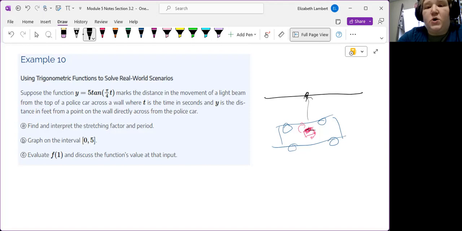So the point is going to move to the right, and then eventually it's going to go off the wall, but then the other side is going to come in, coming from the left side onto the wall. So when it's off the wall and the beam of light is parallel to the wall, that's where our asymptotes are going to be, because the light is not on the wall at that theoretical point.